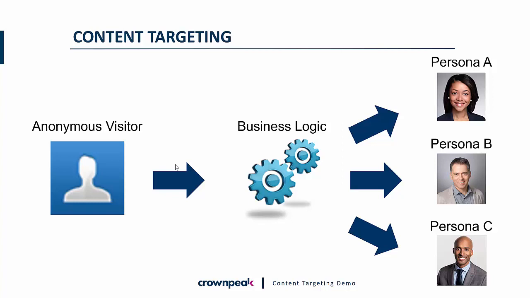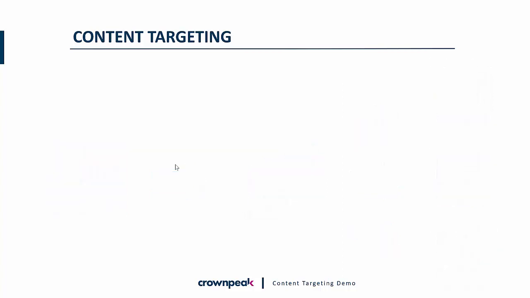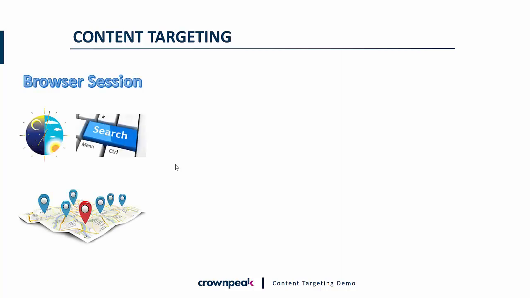The business logic, or what Crownpeak calls target groups, are divided up into any of three methods. The first is browser or session-based information. This is information that we know about our web visitor's current browsing session, such as the time of day, device type, and even their geographic location based on their IP address.